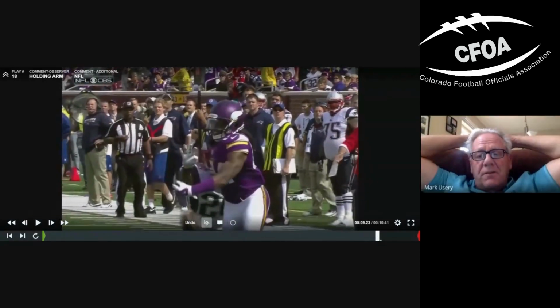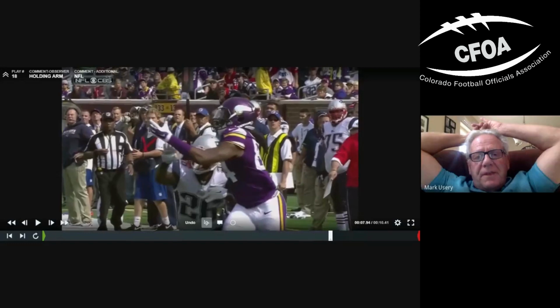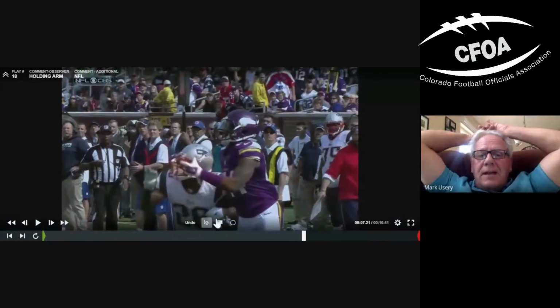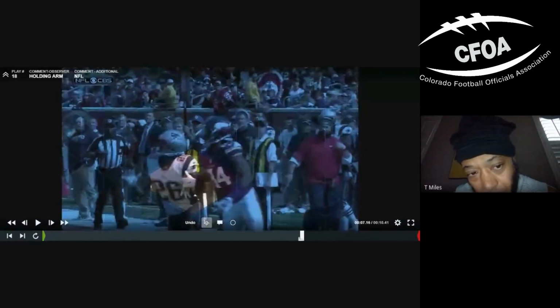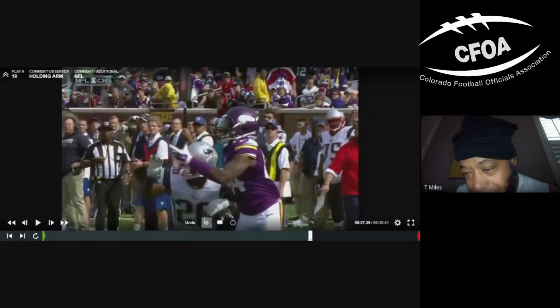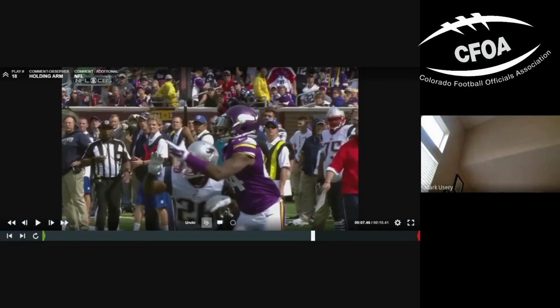Correct. So it may be a tough call for a back judge on a 5-man crew, but if he can get it, that's the only guy that can really see it. Yeah, we haven't seen that from the wing. Nobody else is going to be able to help him. Look at this wing right here. There's no way he can tell what's going on there. This all has to be the back judge's call. And like I said, it's tough, but it's all the back judge.